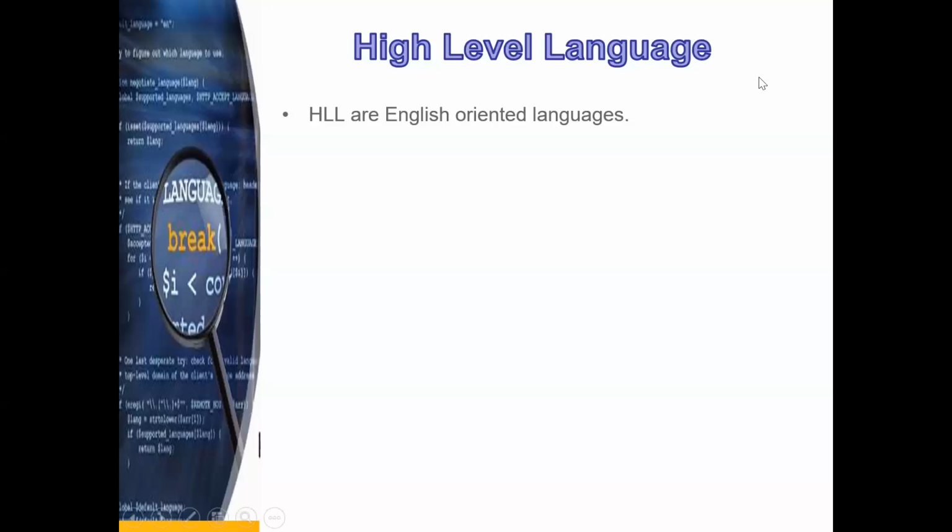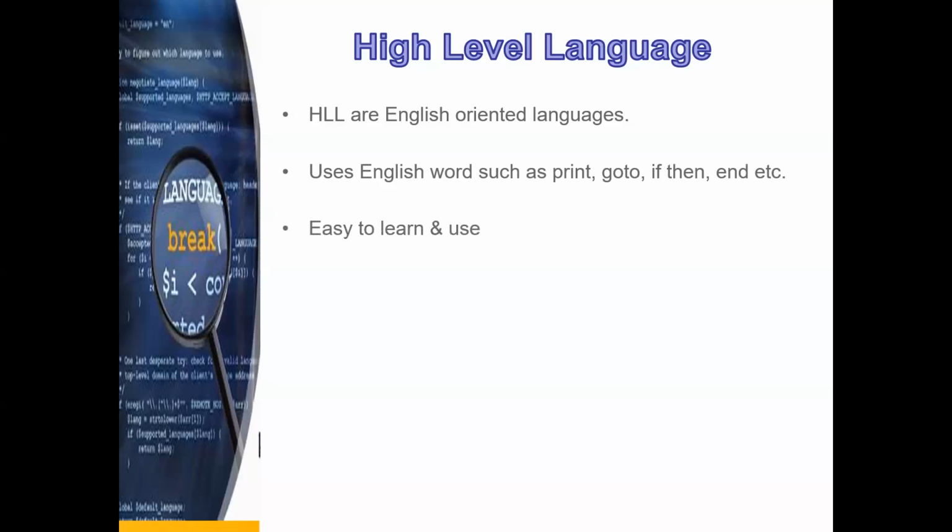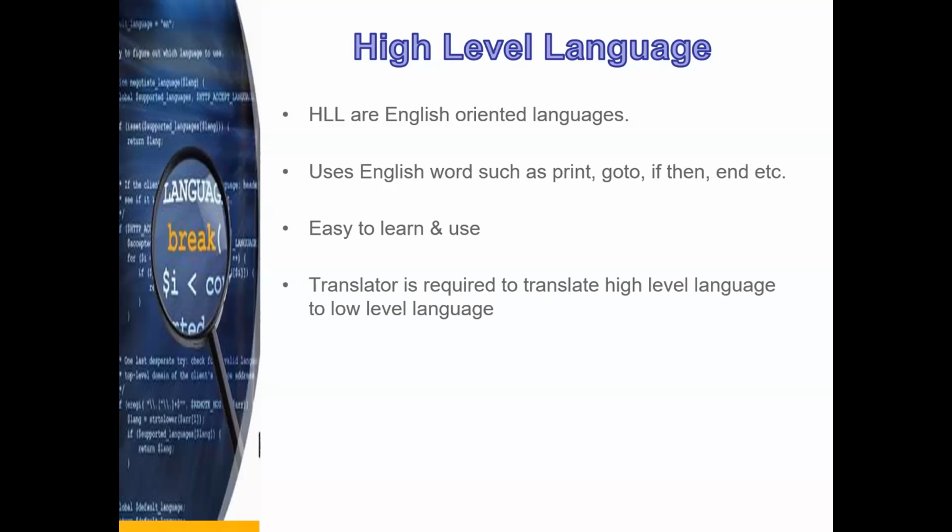High-level languages are English-oriented languages. Why do we call them English-oriented languages? Because we use English words in them, like print, scan, go to, if then, switch, and so on. Clear? They are easy to use and learn due to the English wording. For these languages, we require translators to translate the high-level languages into low-level languages.